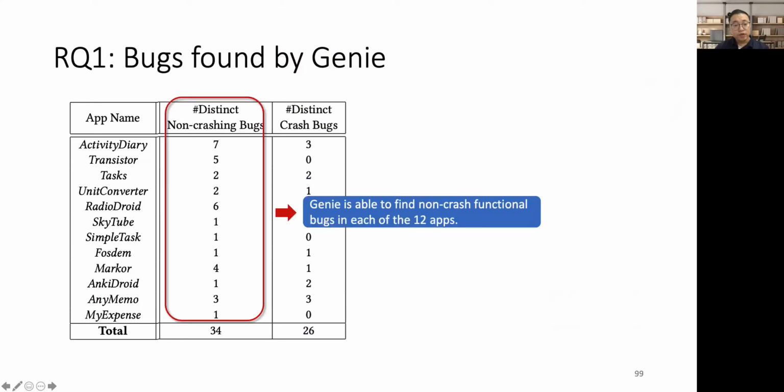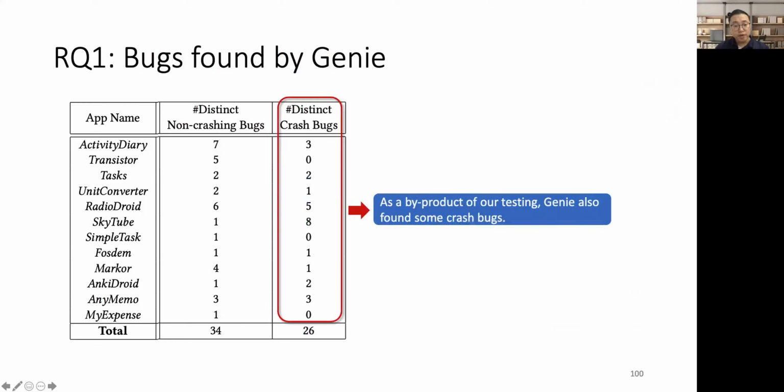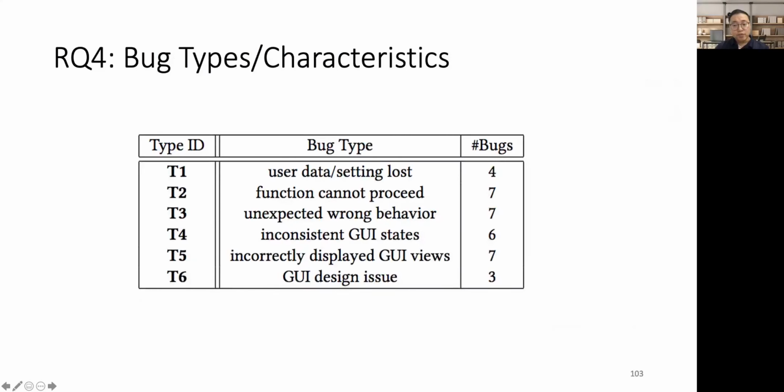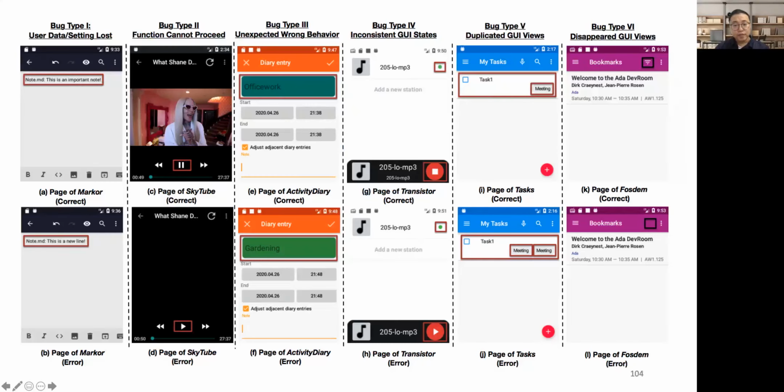For these 12 apps, Genie is able to find non-crashing functional bugs in each of the 12 apps. As a byproduct of our testing, Genie also found some crash bugs. In total, Genie found 34 non-crashing bugs, all of which have been confirmed and 22 were already fixed. The bugs found by Genie are diverse. We are able to categorize these bugs into 6 different categories, including user data or setting lost, function cannot proceed, etc. This page illustrates some bugs found by Genie.